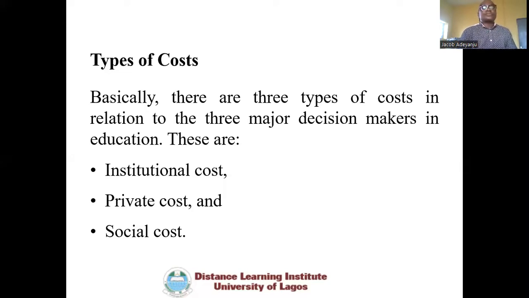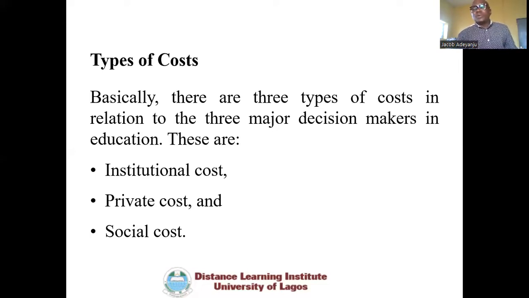private costs. Private costs can also be referred to as individual costs. Individual costs of education refer to all the expenses incurred by a learner or his parent or members of his family in the process of acquiring education. This is in addition to the opportunity cost.